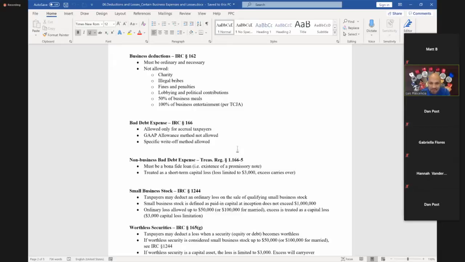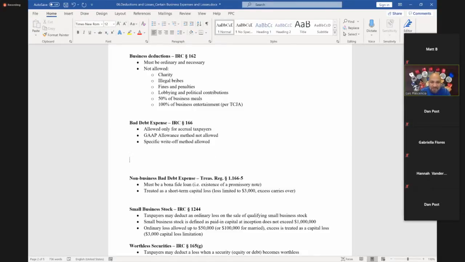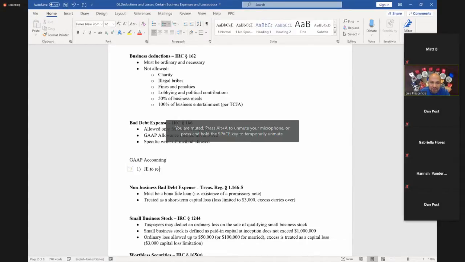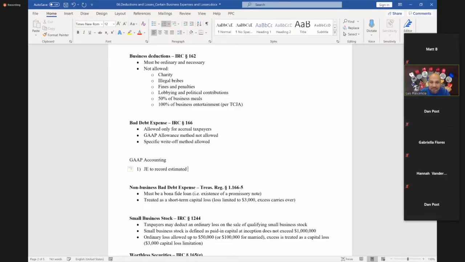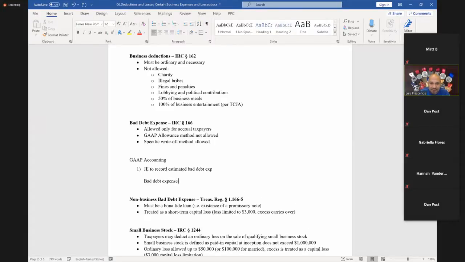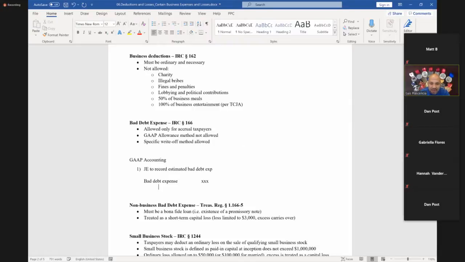So maybe I should write these journal entries down so you can visualize them. So let's do a little GAAP accounting. We've got journal entry number 1, the journal entry to record estimated bad debt. Without getting into specifics, what's the journal entry? Debit bad debt expense and some number, right? And then credit allowance for doubtful accounts. That's your journal entry, right?